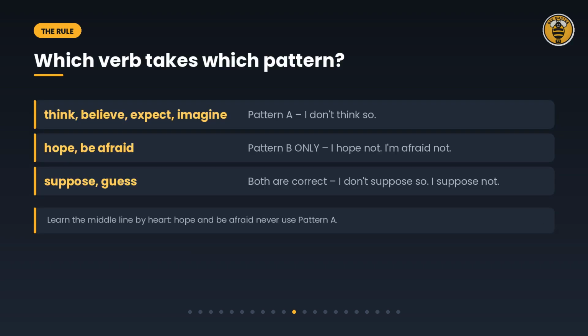So here is the rule in one slide. Think, believe, expect, and imagine normally take pattern A. I do not think so. Hope and be afraid take pattern B only. I hope not. I am afraid not. Suppose and guess are flexible. Both patterns are correct with them. If you learn only one line from this lesson, learn the middle one. Hope and be afraid never use pattern A. There is no such sentence as I do not hope so.